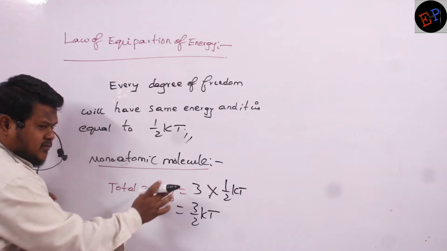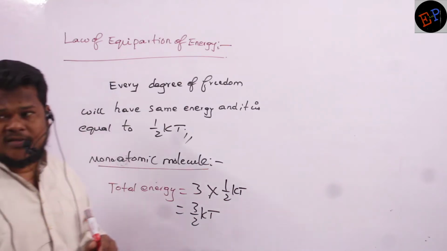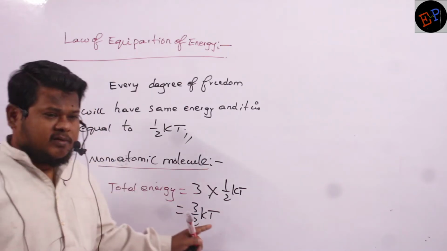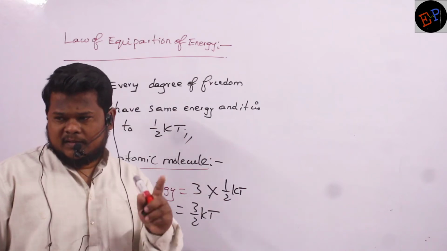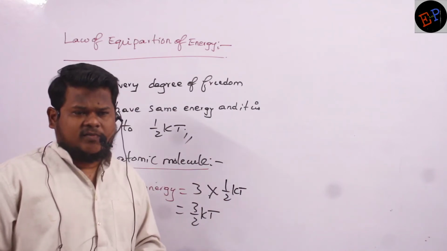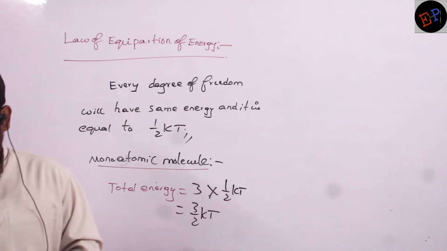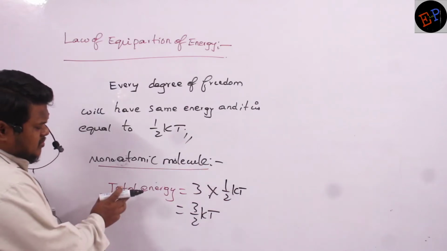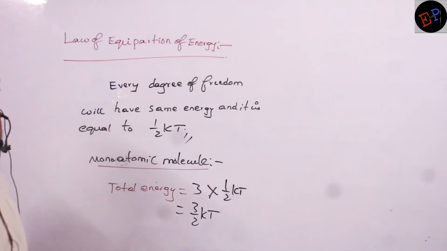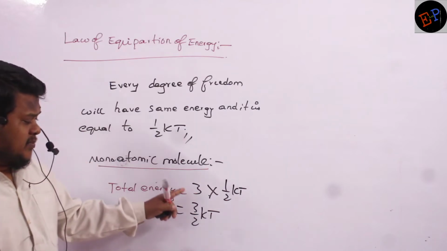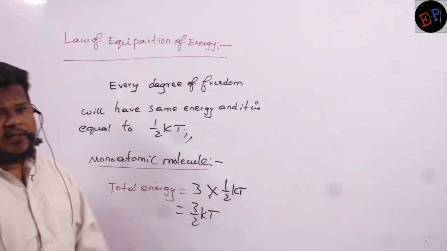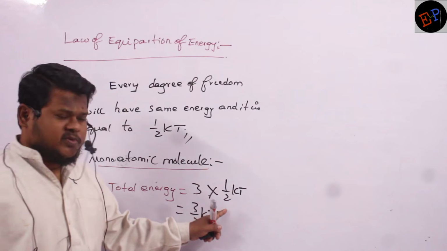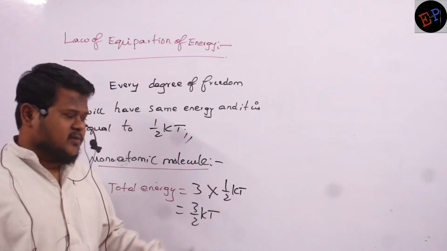Each molecule will have 3 by 2 kT of energy if it is an ideal gas molecule. And monoatomic molecules behave like ideal gases when temperatures are very high and pressures are very low. Are you able to understand? So therefore, the total energy of a monoatomic molecule is the number of degrees of freedom multiplied by the energy possessed by each degree of freedom. That is how you have to write.